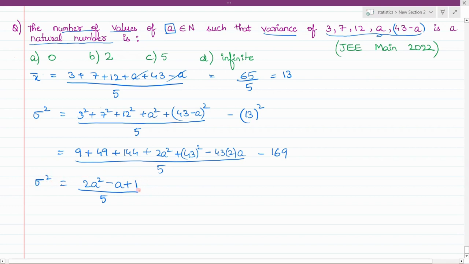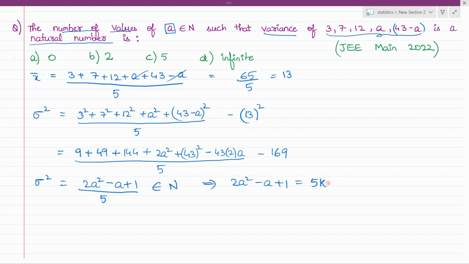And in the question, it is told that variance belongs to a natural number. So here assume 2A square minus A plus 1 equal to 5 times K, where K is some natural number. Okay, now from here we can write it as 2A square minus A plus 1 minus 5K. So this is the quadratic equation.